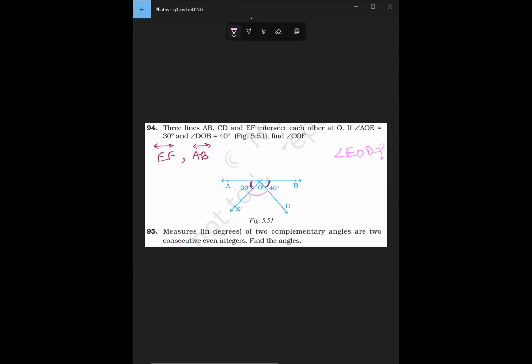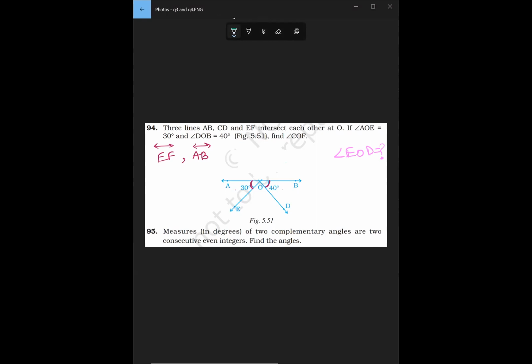Then what is the middle angle going to be? 70 degrees. Okay. See, when you add these three angles, what do you get? 70. What do they make? Are they all lying on a line or not? These three angles. Are they lying on the same line? Yes?